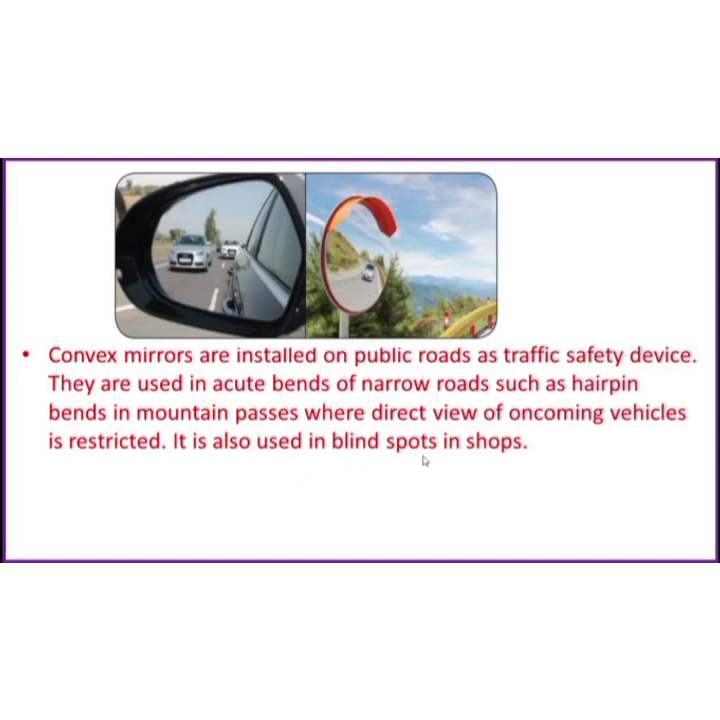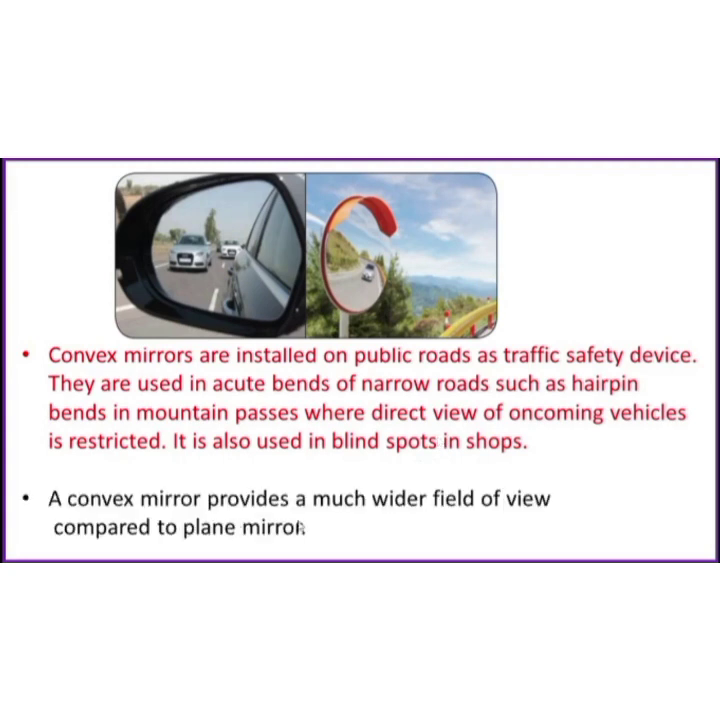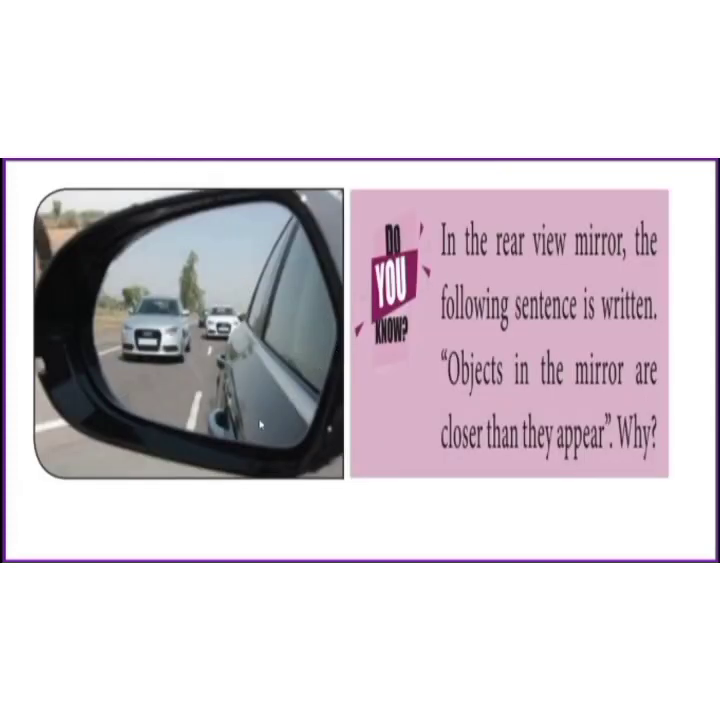It is also used for blind spots in shops. A convex mirror provides a much wider field of view compared to a plane mirror. What is a wider field of view? It is the observable area as seen through our eye or any optical device. In the rear view mirror, the following sentence is written: objects in the mirror are closer than they appear. Why? It means the objects are actually closer than they appear.